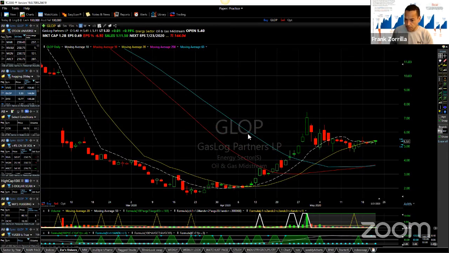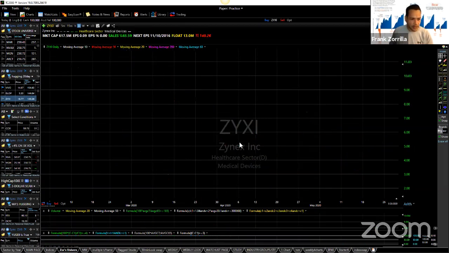The only issue that I have with this stock is that it's an LP, a limited partnership. Most brokerage firms, whether it's Interactive Brokers or Schwab, do not allow you to buy limited partnerships, especially in IRAs. If you have a cash account and a limited partnership, by the time you do your taxes you have to wait for the K-1, and it becomes somewhat of a headache.